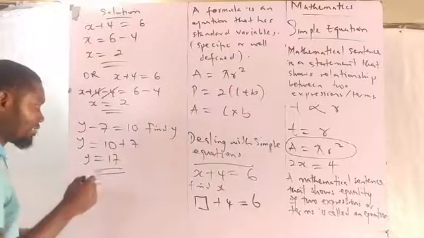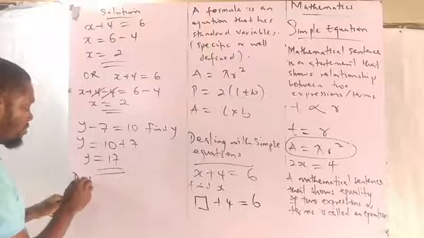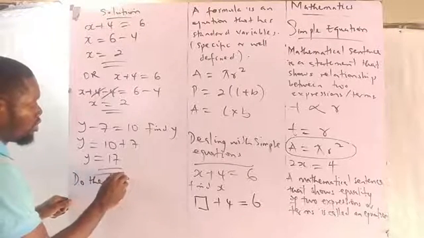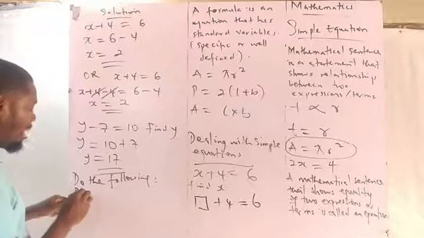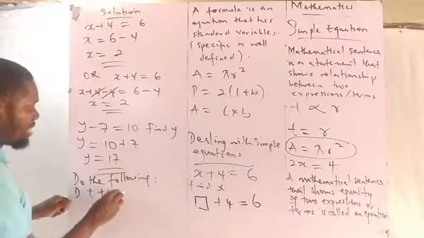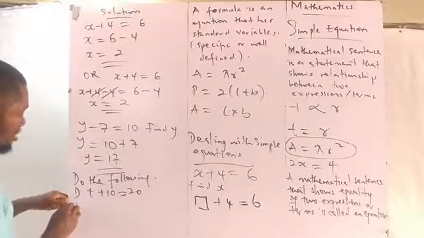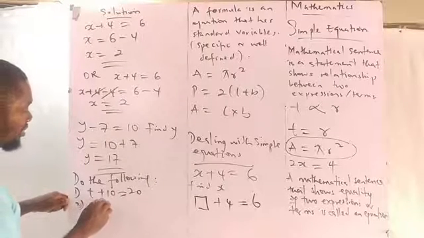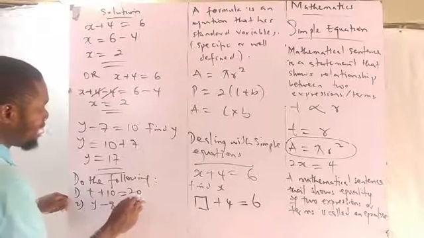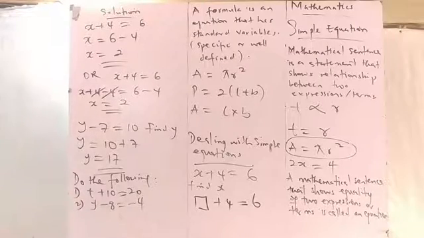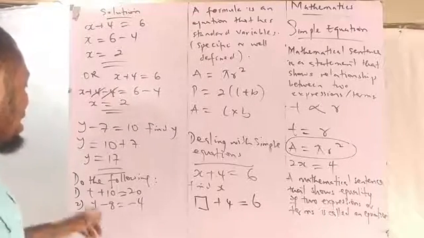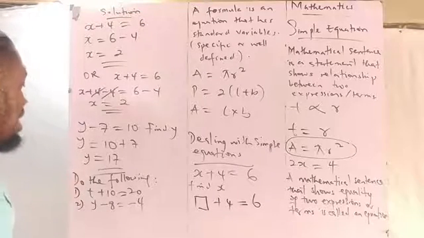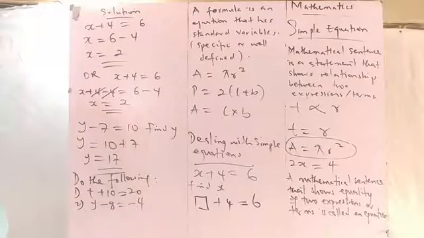So you do this quickly. Do the following. Find the unknown. Number 1, you have t plus 10 is equal to 20. Number 2, you have y minus 8 is equal to minus 4. Apply your idea of integers and get the right answer.